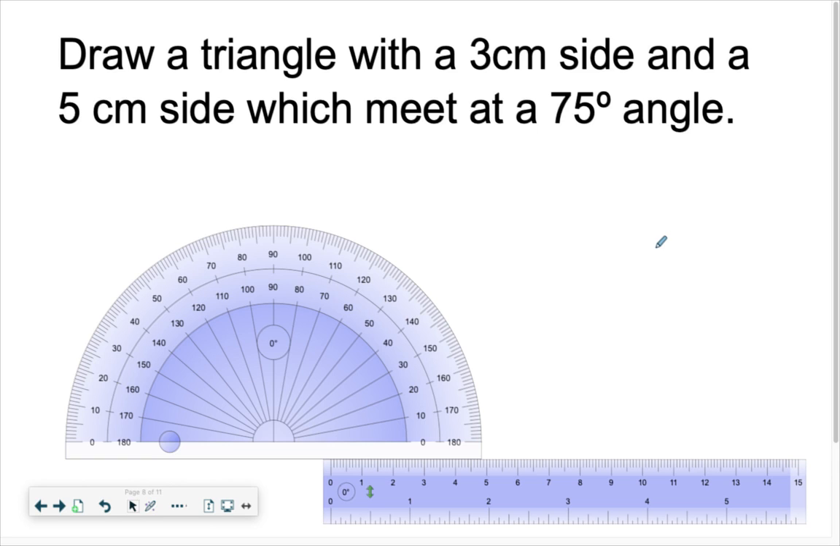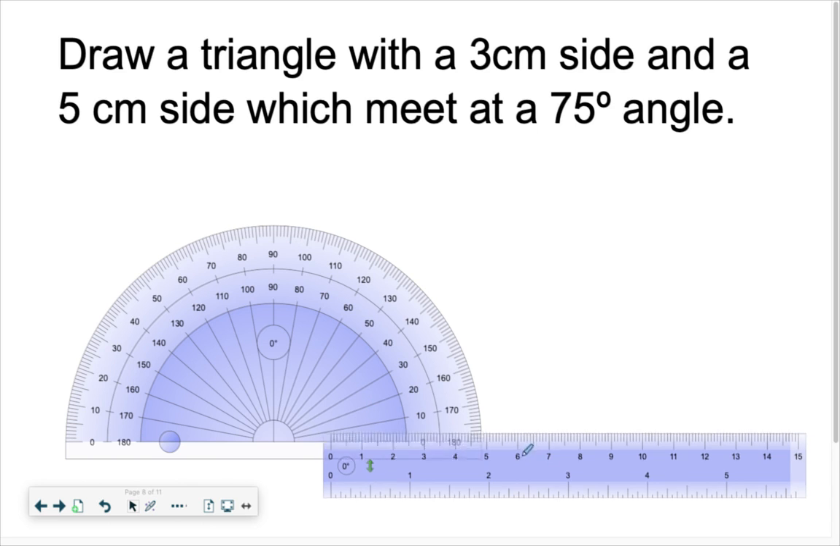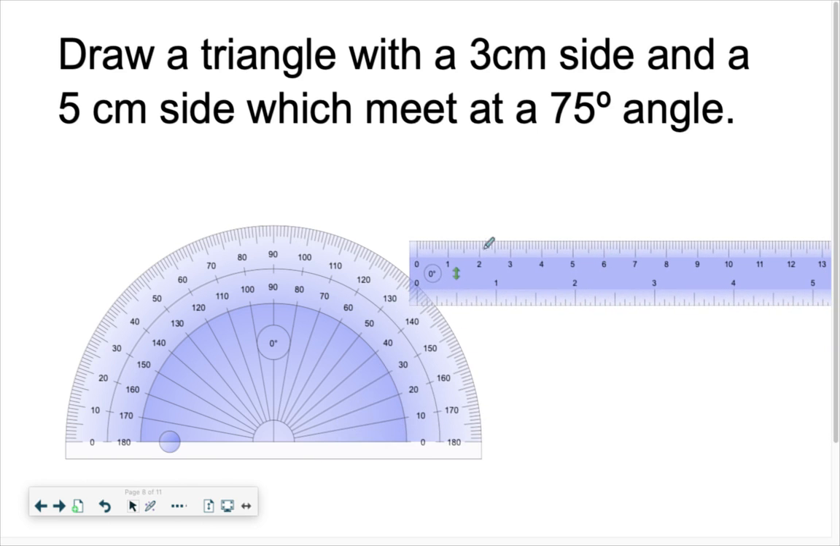Now it says draw a triangle with a 3 centimeter side and a 5 centimeter side, which meets at a 75-degree angle. So let's do just that. Since it says to have two different side lengths, pick one of them. Since 5 is a little bit longer, I'm going to start with 5. This is where we would need a ruler. We need the centimeters, which is the smaller ones. And we need to make a 5-centimeter line. Wow, that was a nice straight line.